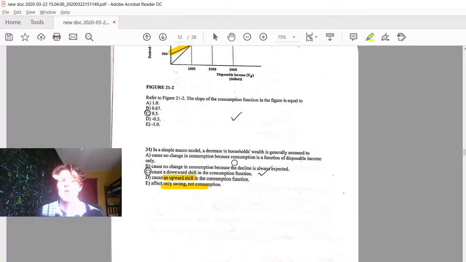So it wouldn't affect only saving. Cause no change in consumption because consumption is a function of disposable income only. So a household's wealth is their income anyways, not their national income, and disposable income is made up of Y. So that would clearly make that statement false. And cause no change in consumption because the decline is always expected? No, because we have that formula, right? No matter what, we're going to spend a certain proportion, so it's not always expected.